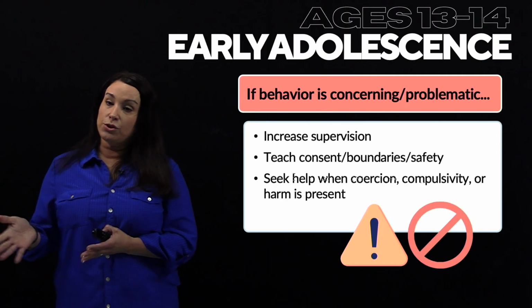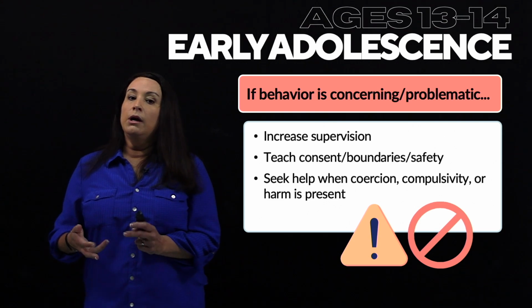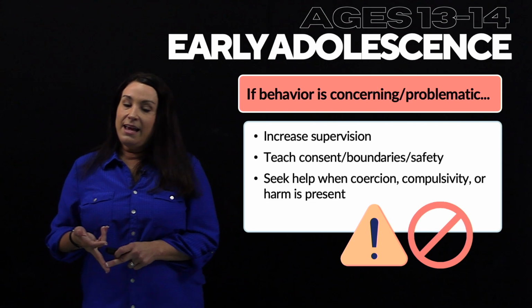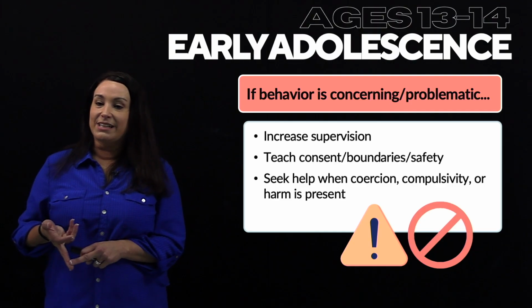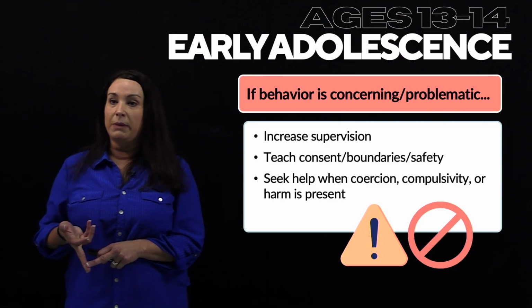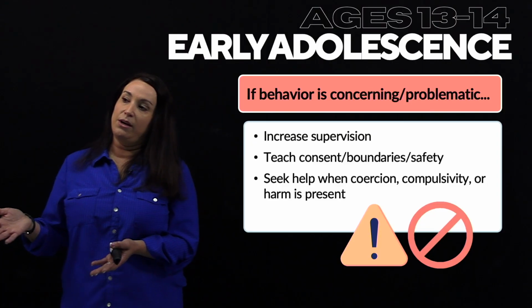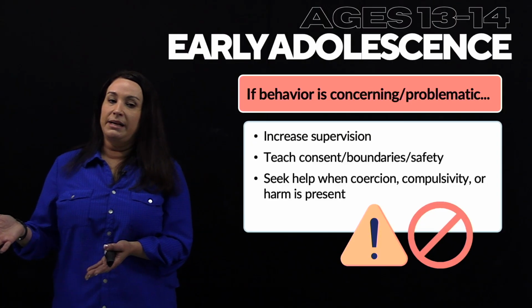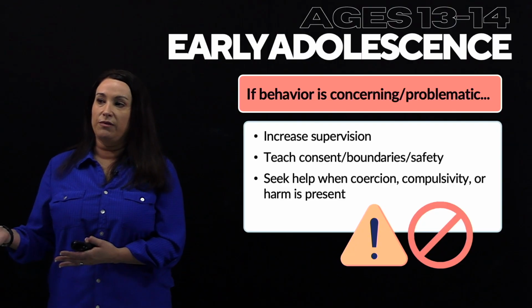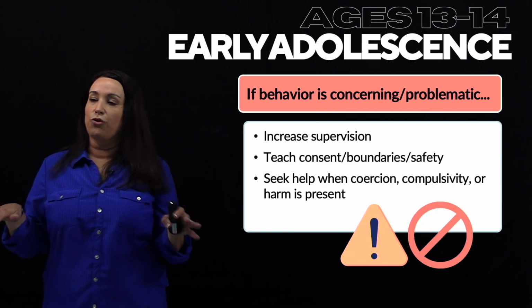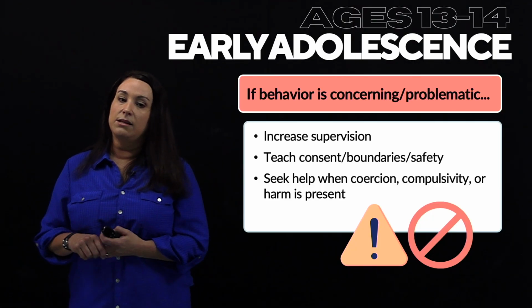If the behaviors are concerning or problematic at this age, you're wanting to increase supervision and talk about consent. There's a great video online called Tea and Consent. If someone wants tea on Monday, you might make them tea, boil the kettle, give them tea, but it doesn't mean they're going to want tea on Tuesday. So if they don't want tea, you don't go to the trouble of getting ready to give them tea. It's a really great example of consent and how it's ever changing and not a static factor.